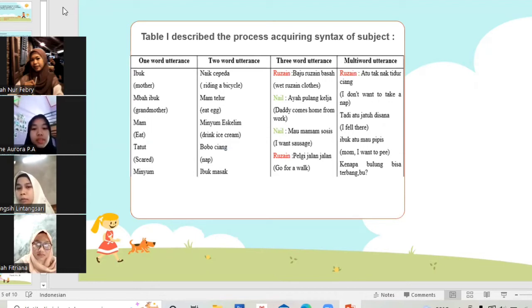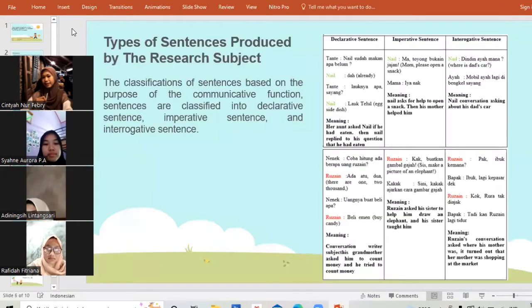Example, the process of acquiring syntax of the subject. Types of sentences produced by the research subjects. The classification of sentences based on the purpose of the communicative function: sentences are classified into declarative sentence, imperative sentence, and interrogative sentence. Such are examples of declarative sentence, imperative sentence, and interrogative sentence.